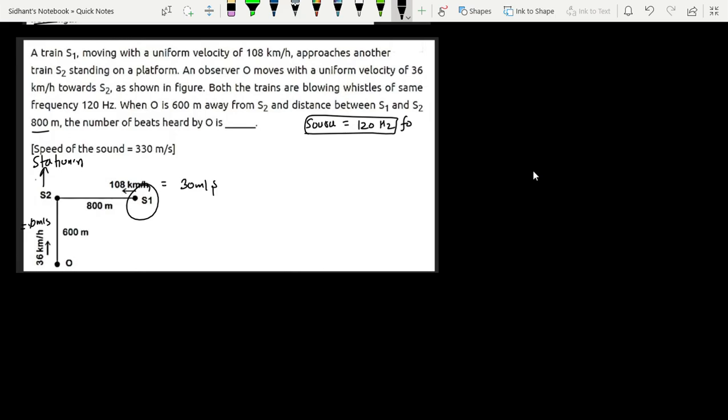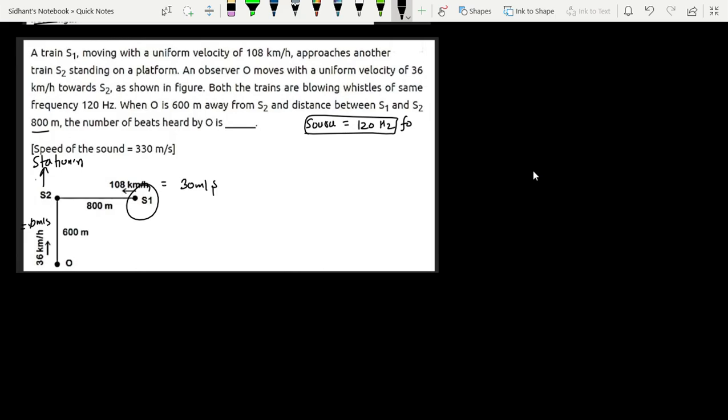Number of beats. So it is a mixture of Doppler effect plus beat frequency, right? So this question is again a controversial question, because see what is happening now. Very essentially, I will explain to you. 600 meters is where O is situated from S2, and 800 meters is S1 from S2. At that particular instant only, they are asking you what will be the number of beats.